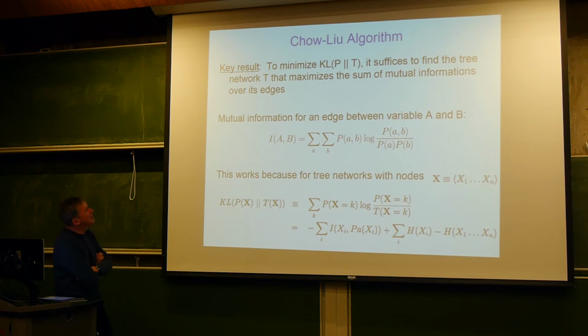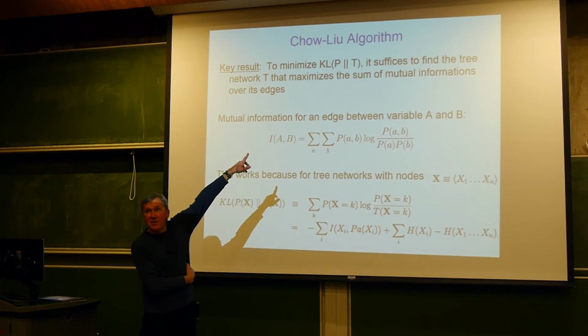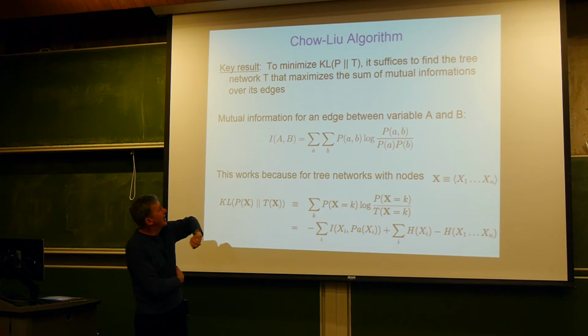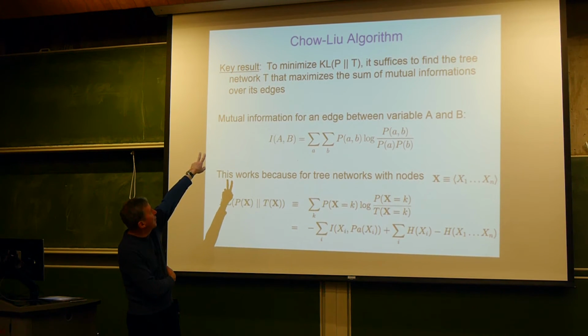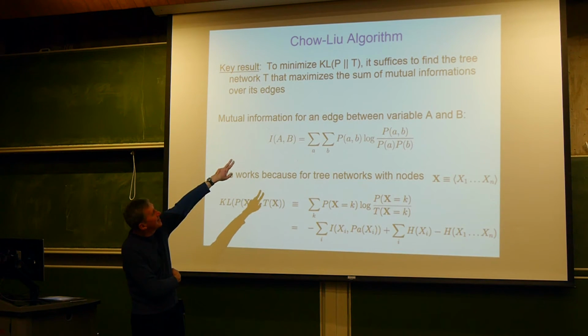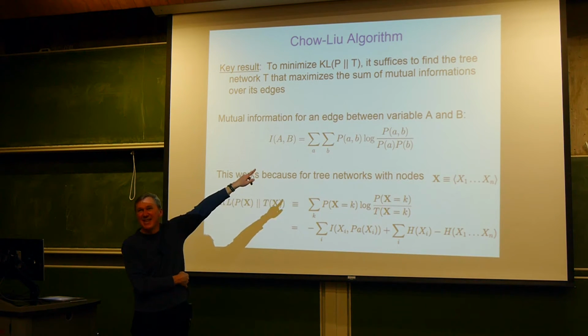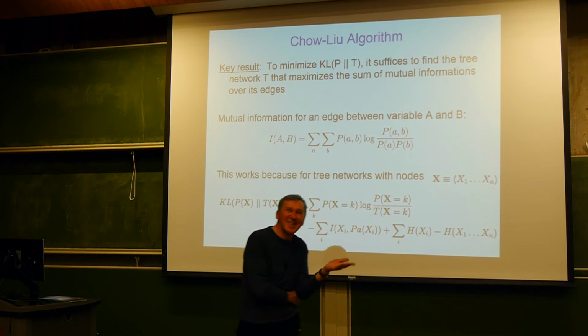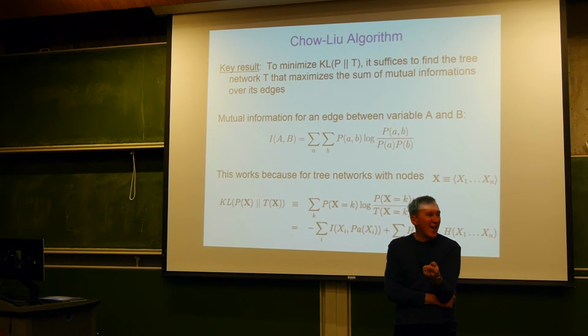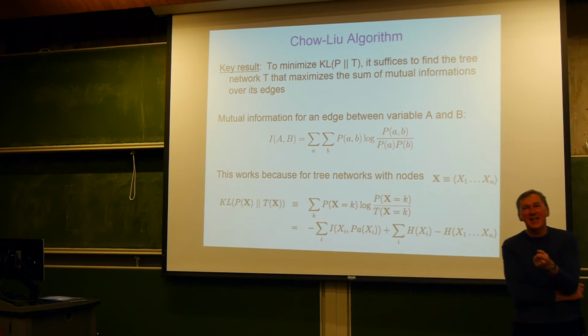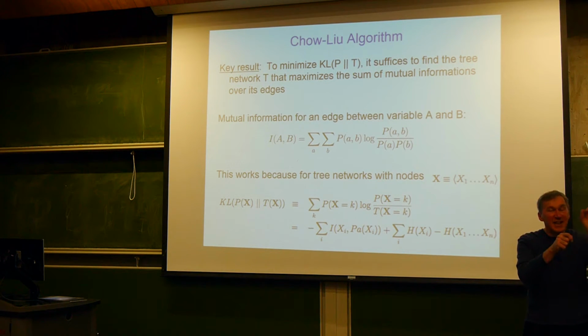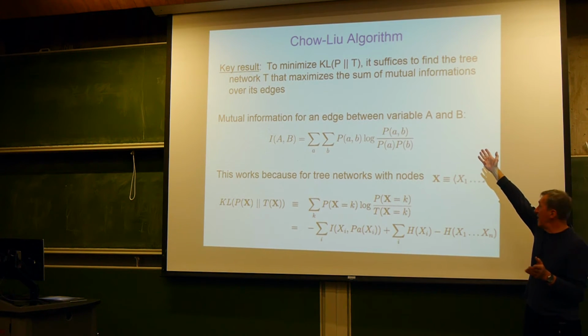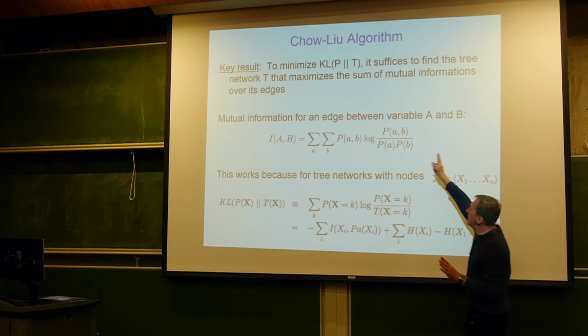Here's the key result. If you want to minimize that KL divergence between two distributions P and T, it's sufficient to find the tree network that maximizes the sum of the mutual information across all edges in that tree. Remember mutual information? Remember lecture 1? Decision trees. Mutual information was our statistic that we used to choose the next attribute that we're going to test in the decision tree, as we were growing it top down. So here we have our friend mutual information back again, but this time a different way.